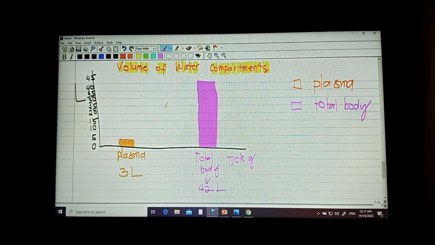So this is the volume of water compartments of a 70 kilogram person. The plasma compartment of a 70 kilogram person is about 3 liters, and the total body water compartment is 42 liters.